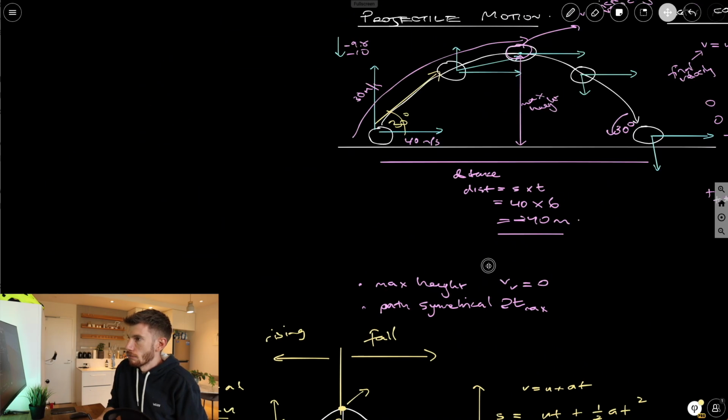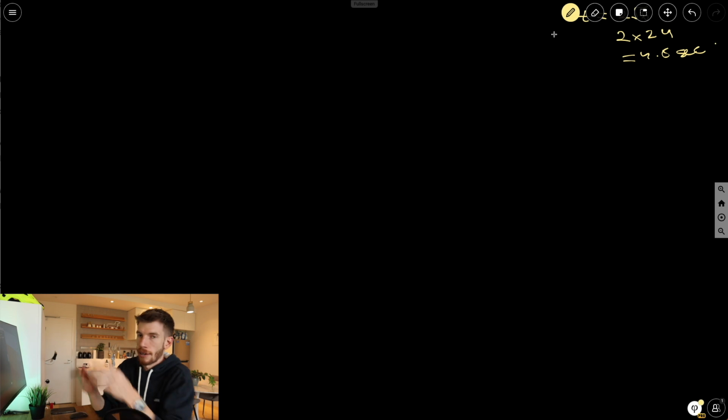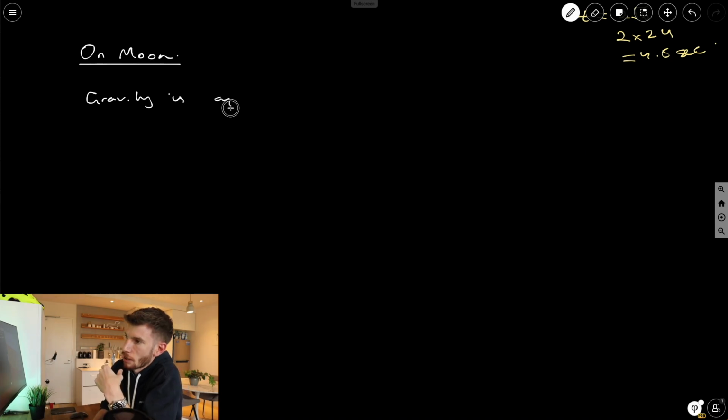All right, so then finally, we wanted to look at the effects of gravity. So we saw that gravity was the acceleration. This one's pretty simple to understand now. Imagine if we had projectiles instead on the moon, right? Gravity is approximately 1/6 of that on Earth. 1/6 of g on Earth.